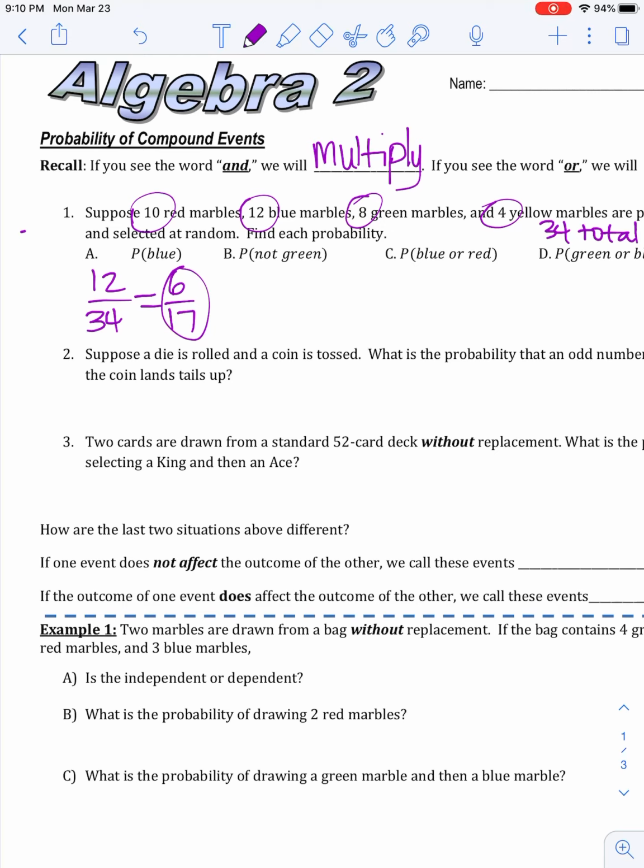To review complements, if I want the probability of not green, I could take 1 minus the probability that it is green. And there are 8 green, so there's 8 out of 34 green. If I subtract that from 1, I get, let's see, 34 minus 8 would be 26 out of 34. And once again, these are both even. If I divide by 2, that reduces to 13/17.